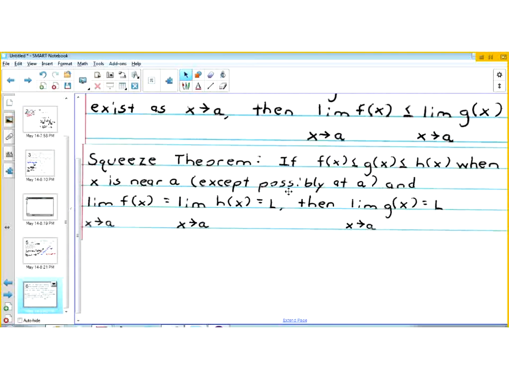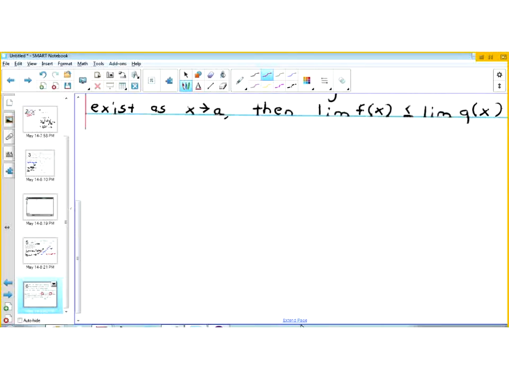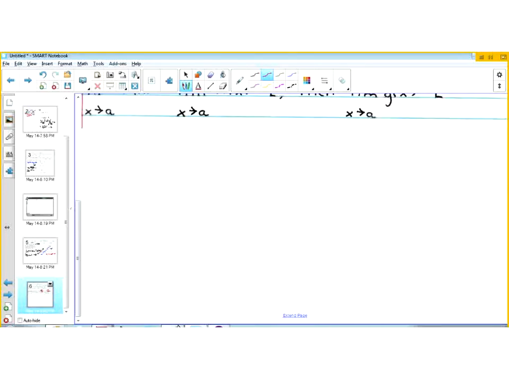we also have another condition. If the limit as x approaches a of f of x is equal to the limit for h of x, then the limit also holds for g of x. If g of x is wedged between two identical limits, then g of x must have the same limit. That is very important as well, and we'll use that quite a bit in Chapter 3.